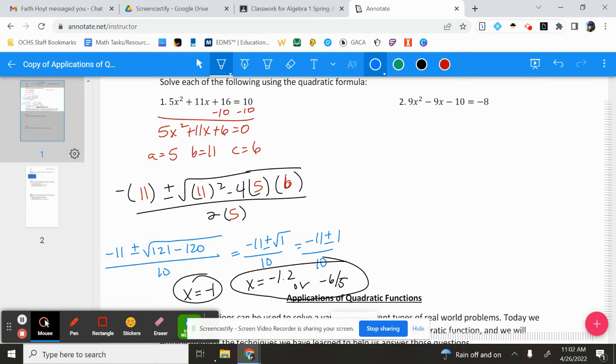For number 2, I can see that the problem is not equal to 0. So I'm going to start by adding 8, where I have 9x squared minus 9x minus 2 equals 0. Now, since the equation is equal to 0, my a value is 9, my b value is negative 9, my c value is negative 2.